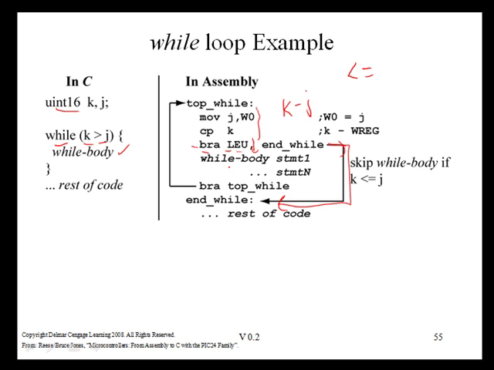If this branch is not taken, it means the condition is true. So we'll fall down here and begin executing our while statements, and then we're going to need an unconditional branch here back to the top of our while loop to begin the loop again.